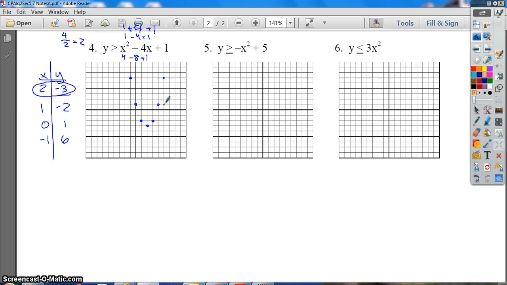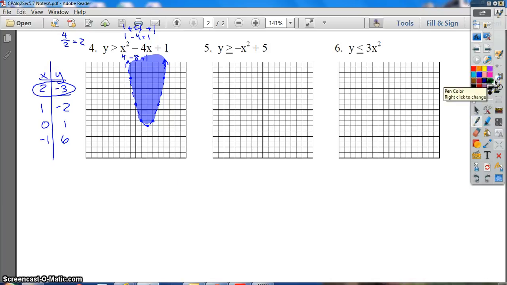Alright, so what kind of line? Definitely dash, because there is no equal to. Okay? And shading, greater than, would be above my line. So to be above this line, you'd have to be on the inside of this graph. And there's your solution.